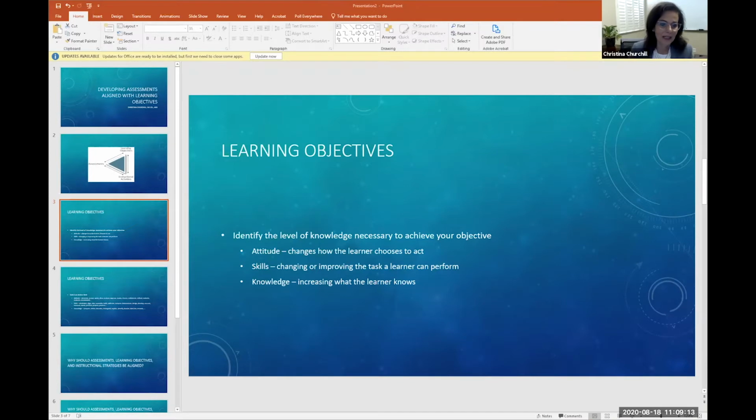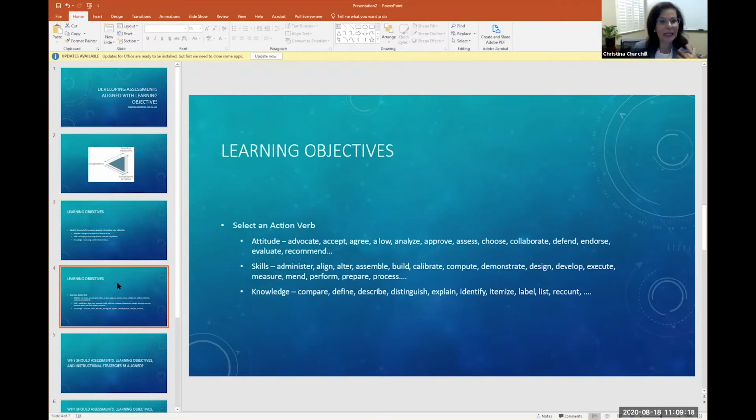All right, so continuing on. Before aligning your assessments, you need to understand the objectives themselves, making sure that your objective has an action verb tied to it. You want it to be concise, measurable, and some sort of action. These are some action verbs that I listed that fall in the categories of attitude, skill, and knowledge.